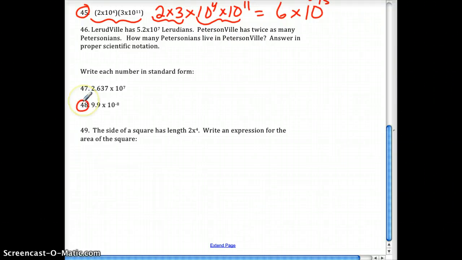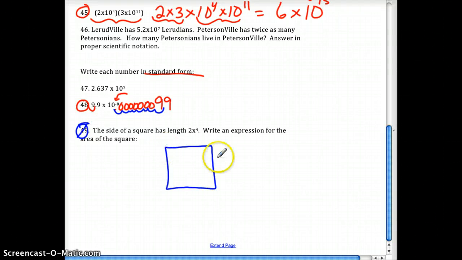I'll pick 48. When I'm taking 9.9 times 10 to the negative 8, that negative means divide by 10 8 times. Really what that does then is it moves the decimal 8 places to the left. 1 place to get to the end, and then I'll need to move it 7 more. So I'm going to have 1, 2, 3, 4, 5, 6, 7 zeros in front of that. Now, if I were to scoot that decimal 8 places back to the right, 1, 2, 3, 4, 5, 6, 7, 8, you'll notice I have that number back. So that one's done.